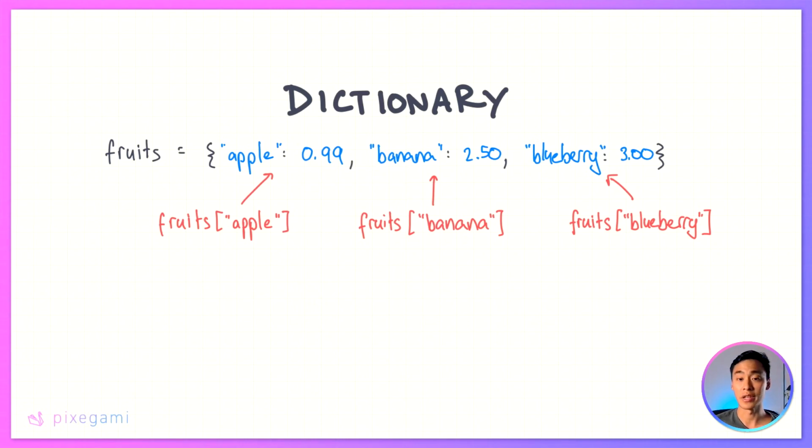So if we know the key, we can look up the value of that item instantly without having to go through every other entry in the list. So for example, in this dictionary, if I know that I want to look up the price of apple and I can provide that key as a string, then that lookup is instantaneous, whether I have 10, 20, or 10 million items in the dictionary.